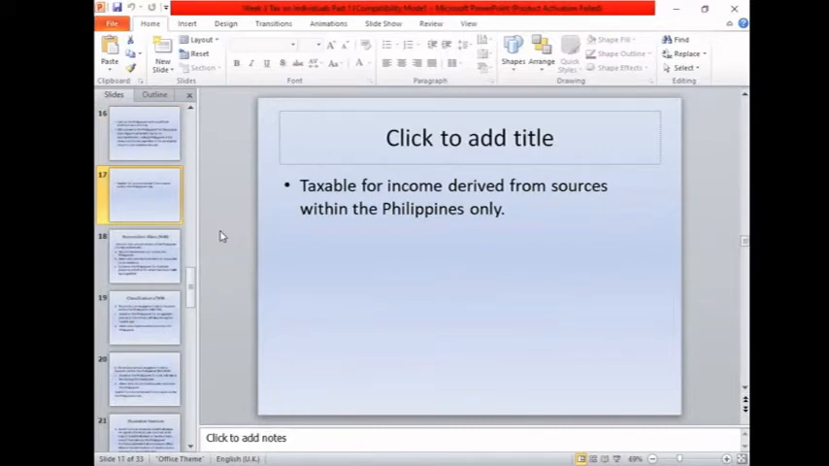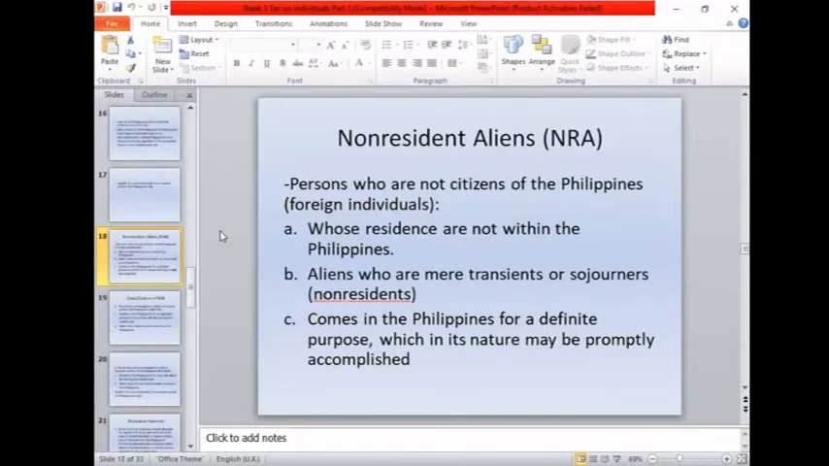And take note, for the resident alien, whatever the income here in the Philippines, that is only subject to Philippine tax. Another type of alien is a non-resident alien. The non-resident alien, of course, is a foreign individual who is not a citizen of the Philippines. But take note, they are not staying in the Philippines for more than 6 months.